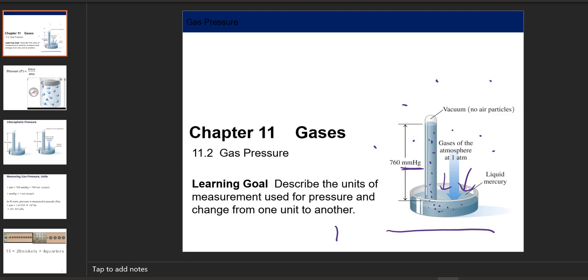Hg is the symbol for mercury. And then millimeter, if you remember, is just 1/1000th of a meter. So that's what's happening there. And of course, in the United States, we're going to do inches of mercury because people don't like the metric system for whatever reason. Where it says vacuum, no air particles, that's important because the liquid has to be able to go up into the tube. If there was air up in there, it wouldn't be able to, or it would have resistance.